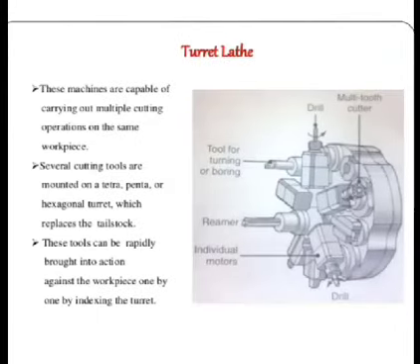The turret lathe machines are capable of carrying out multiple cutting operations on the same workpiece. As shown in the figure, several cutting tools are mounted on a tetra, penta or hexagonal turret which replaces the tailstock. These tools can be rapidly brought into action against the workpiece one by one, by indexing the turret.